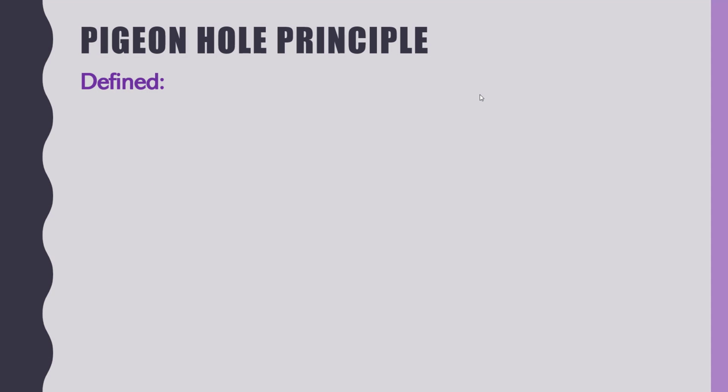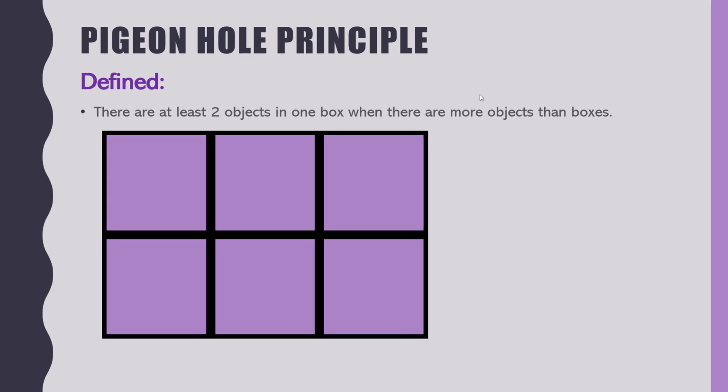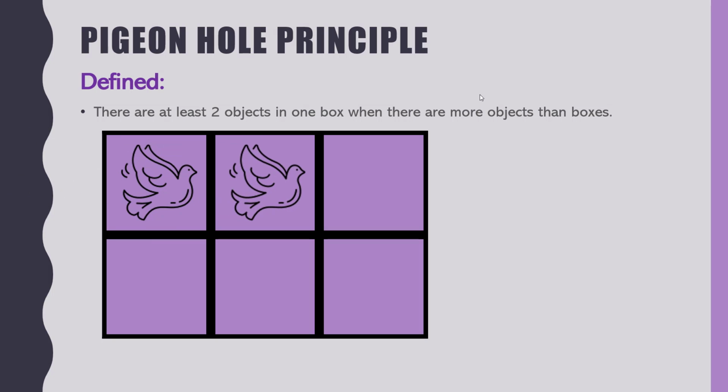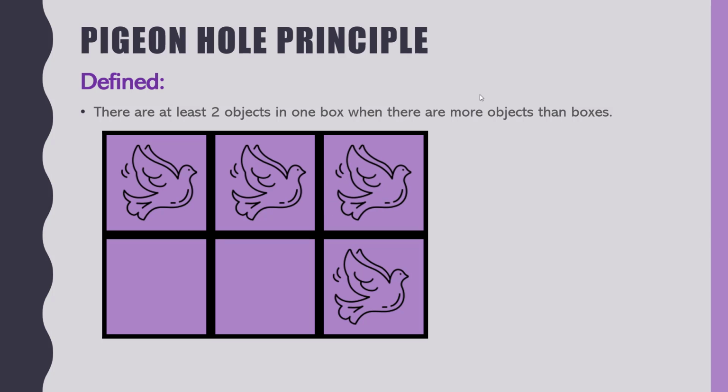So the pigeonhole principle, let's talk about this. It's a pretty simple idea. There are at least 2 objects in one box when there are more objects than boxes. That's pretty straightforward, and we use the example of pigeons. These are pigeonholes. One pigeon flies in and gets in one box. Then another pigeon majestically flies in and gets in another box. Then another pigeon flies in, and a 4th one, and then another.